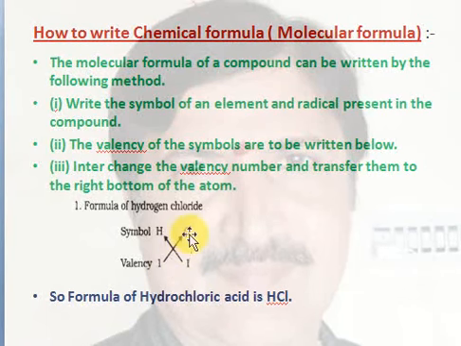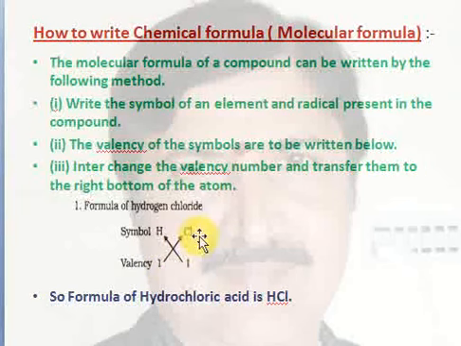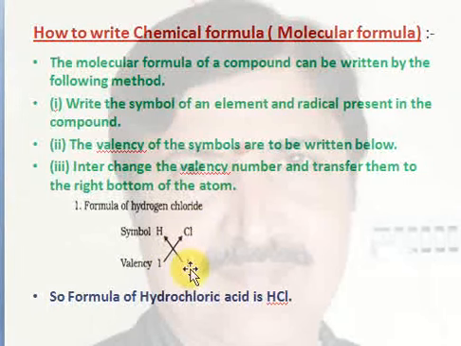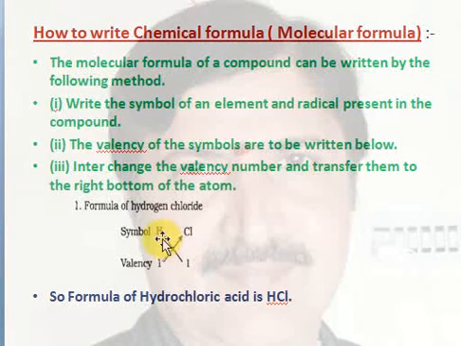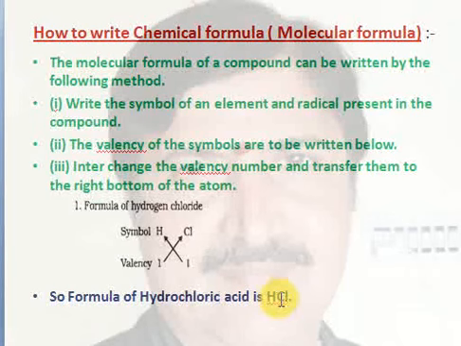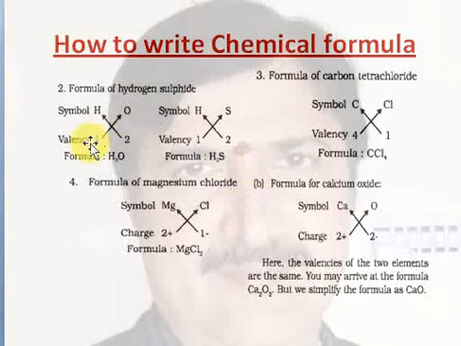Now you have to interchange it. The valency of hydrogen has to be written below the chlorine, and the valency of chlorine has to be written below the hydrogen. Then it comes H1Cl1. If both the elements have 1 and 1, then the common factor is removed. So we write HCl. With a few more examples, let us learn how to write the molecular formula.